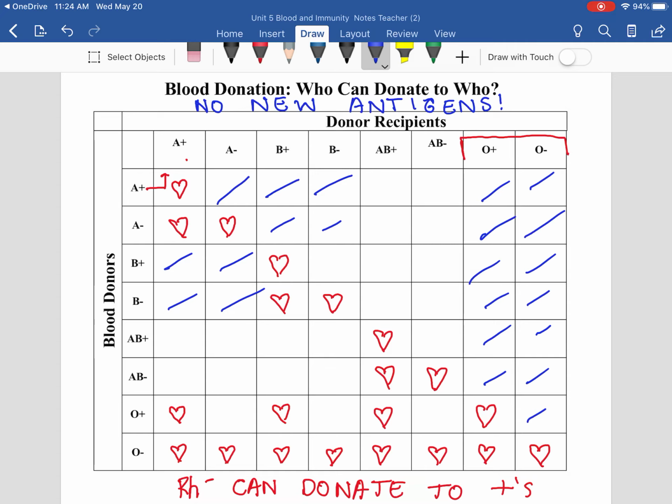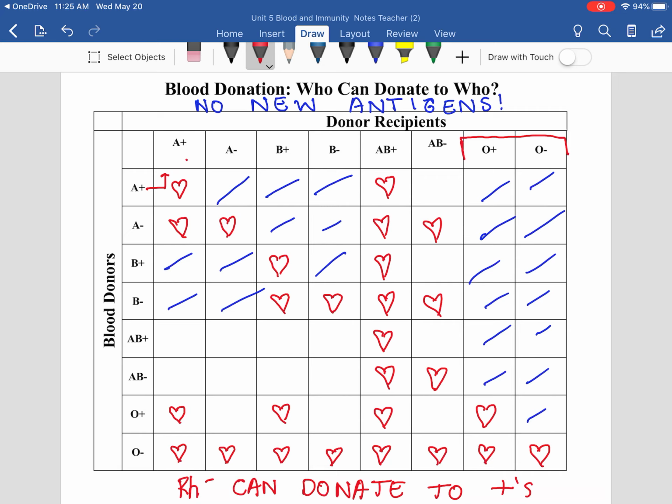We kind of have to deal with some of our AB groups. So let's go into then the universal recipient. AB positive is the universal recipient because it actually has no antibodies, so it'll be able to receive blood from every other blood type. Then that leaves us with AB negative. AB negative is not quite universal recipient because it cannot receive blood from anything that is positive, but it can receive A negative and B negative.